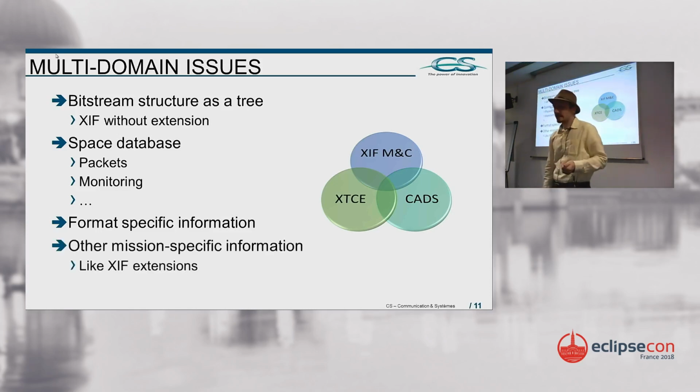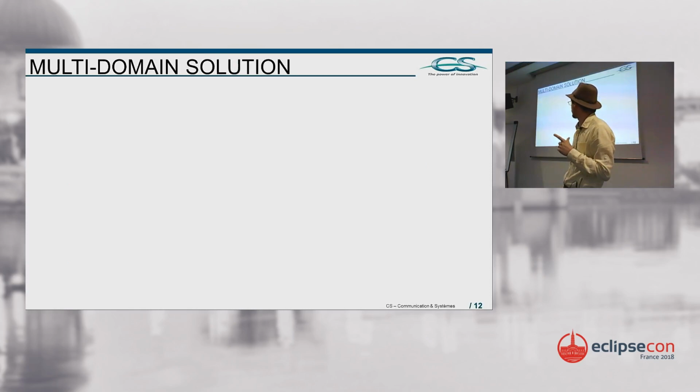And also we can have other mission-specific information. Like the XIF extension mechanism could be used to make something more adapted to a given mission. With BEST, we have also this need to have mission-specific attributes. For example, one can want a different documentation with specific attributes and so on. So we have to mix all these needs to store all these domains in the model, in the same model.